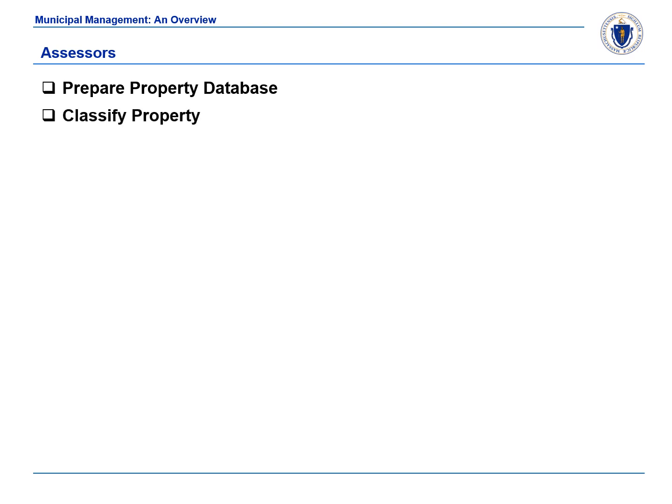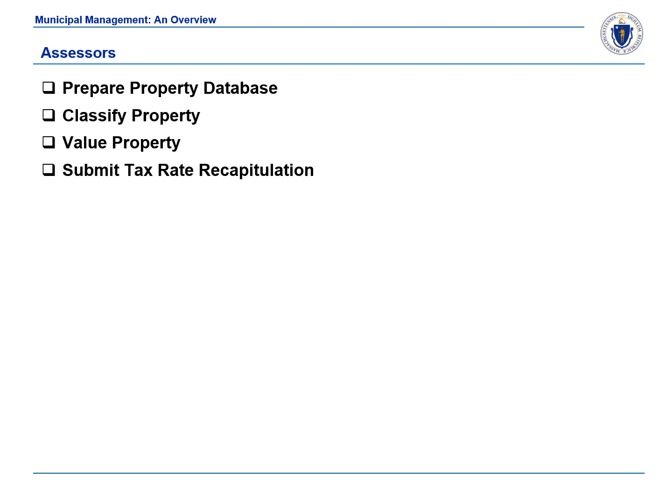Second, the assessors classify real estate into 4 classes: residential, industrial, commercial, and open space. Classification is important in shifting the tax burden between residential and commercial classes. Third, the assessors determine the valuation of property as of the January 1st assessment date, which requires the assessors to be knowledgeable of the various appraisal methodologies.